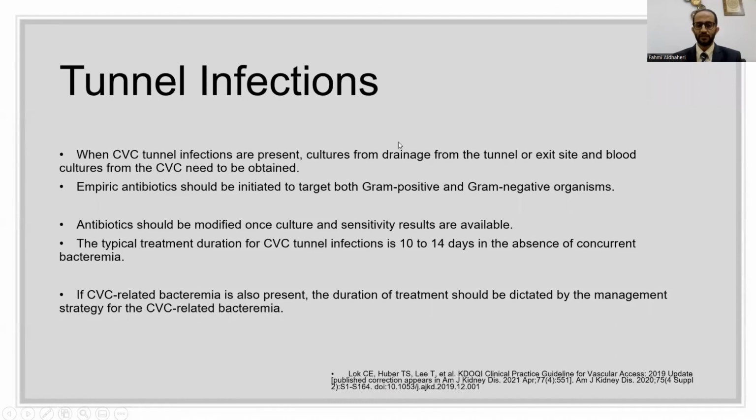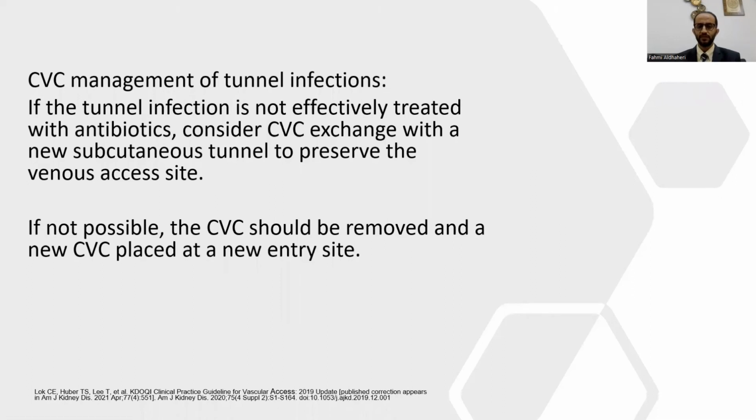And what about tunnel infection? Same, we send culture if there is any drainage, and we also consider sending blood culture if the patient has systemic symptoms. Here the antibiotic should cover gram-positive and gram-negative organisms, and then it will be modified according to the culture result. The duration is usually 10 to 14 days in the absence of bacteremia. If bacteremia is present, then we should manage the patient as bacteremia and remove the catheter. We should also consider catheter exchange with a new subcutaneous tunnel if the tunnel infection is not responding to the antibiotic. If not possible, then it should be removed and the catheter placed at a new entry site.